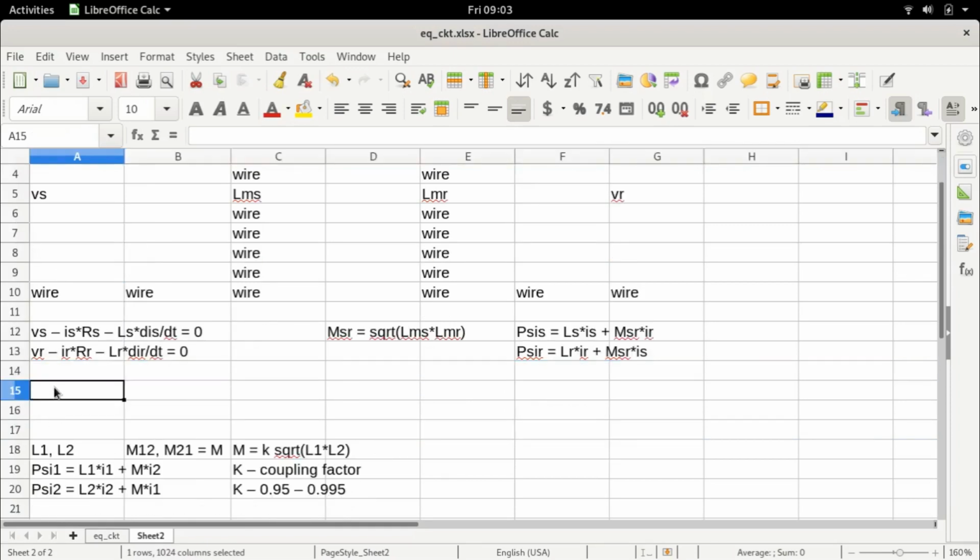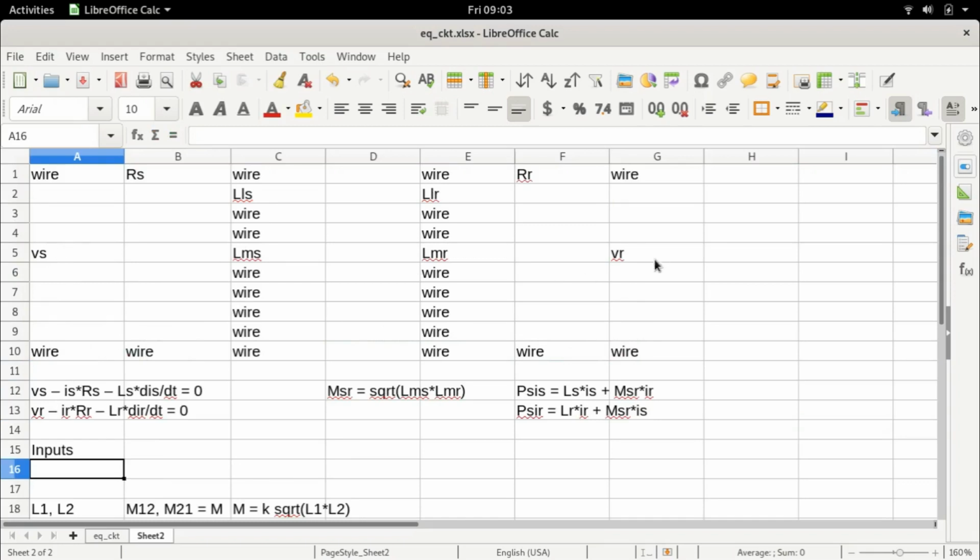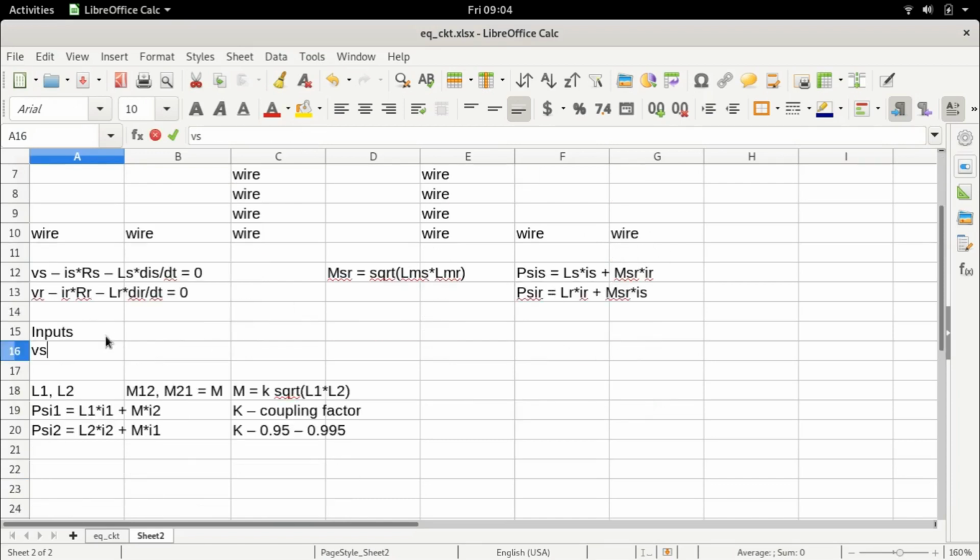Right? So here, let me write the inputs. The inputs, as I've already said, are the voltage applied to the stator and the voltage applied to the rotor. The voltage applied to the rotor can be 0, as in the case of a squirrel cage induction motor, or it can be some value if it is a slip ring induction motor. So let's say Vs and Vr are the inputs.